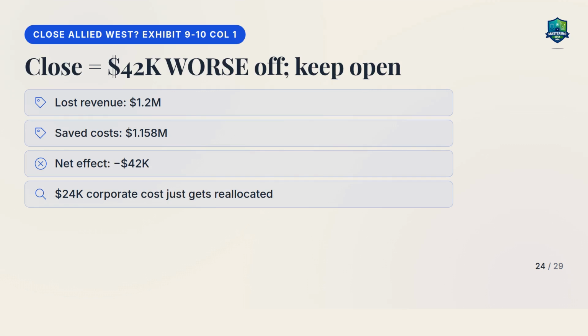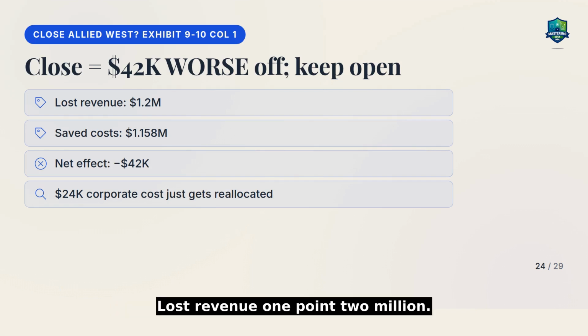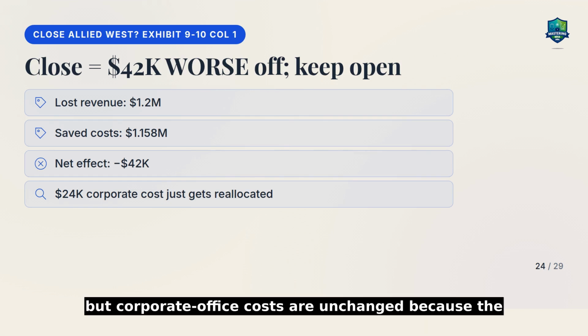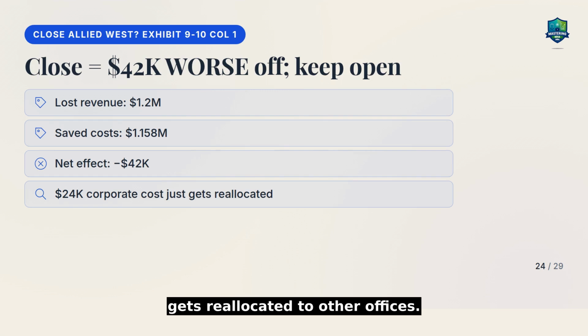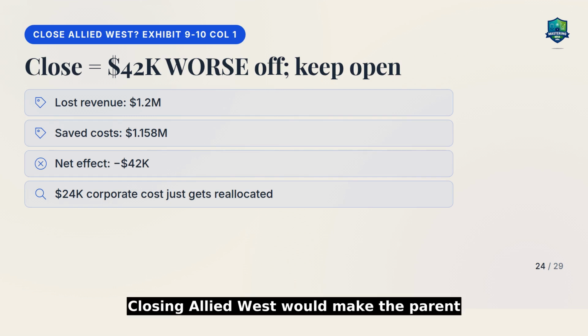Now zoom out. Should Allied Furniture close Allied West entirely given its $7,000 reported loss? Lost revenue $1.2 million. Saved costs $1.158 million. Every variable cost goes away. But corporate office costs are unchanged because the $24,000 allocated to Allied West just gets reallocated to other offices. Net operating income effect minus $42,000. Closing Allied West would make the parent company $42,000 worse off.